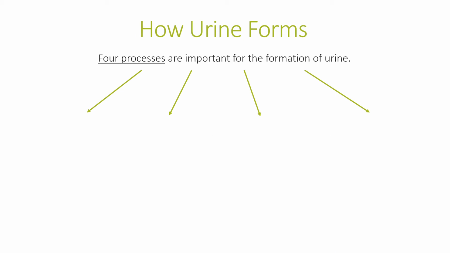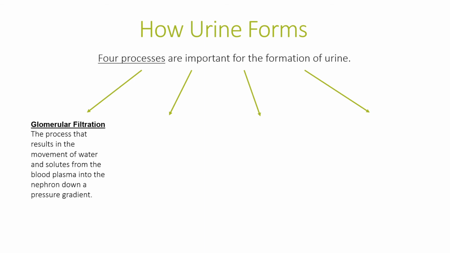There are 4 processes that are needed for the formation of urine. The first process is glomerular filtration, which is the process that results in the movement of water and solutes, except for proteins. They move from the blood plasma into the nephron down a pressure gradient.